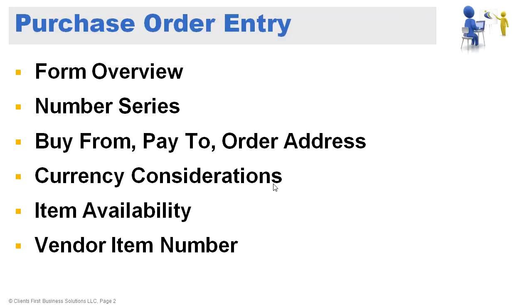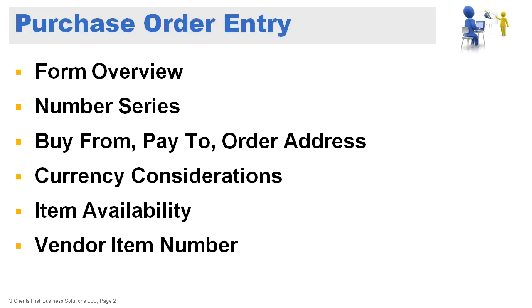Things we're going to cover today: an overview of the form, both the role center for a purchasing agent, as well as the basic purchase order entry screen. We'll look at using number series, what's a buy from, a pay to, and an order address. We'll look at how currency plays a role on the purchase order process and how we can manipulate the dollar values or currency exchange rate on a purchase order by purchase order basis.